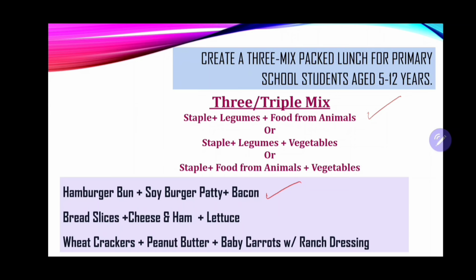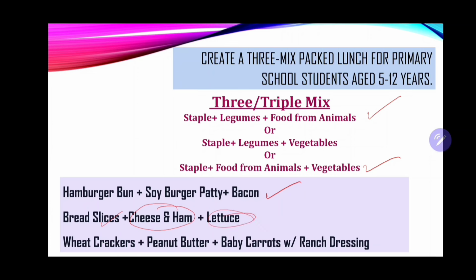Good. Another option could be bread slices, ham and cheese, or it could be only cheese, and of course some lettuce as well. So this second option refers to the staples, food from animals, and vegetables, which is the last one listed here. So staples, guys, food from animals, which is the ham and the cheese, or it may be one of them, and of course the lettuce would be from vegetables.